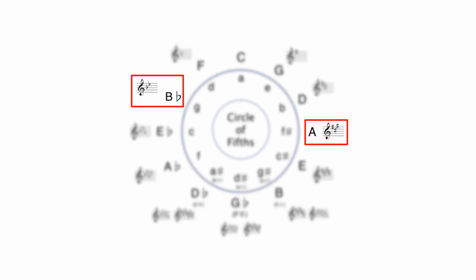Other ways to find keys are as such. If there are sharps, if you go up a half step from the last sharp, that is the name of the key, assuming that it is major. If there are flats, choose the flat second from the end, and it is the name of the key, assuming that it is major.